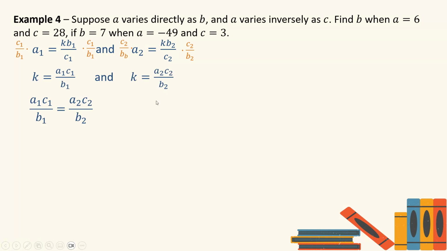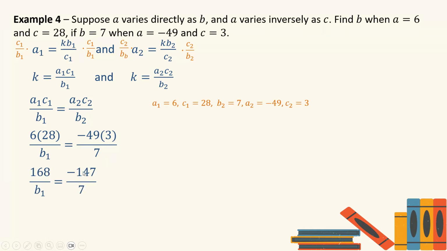So to find our constant of variation, we have set up this proportion. So a1 times c1 over b1 equals a2 times c2 over b2. So substituting in all the given information, we have 6 times 28 over b1 equals -49 times 3 over 7. And then we can solve this using cross product. So -147 times b1 equals, and I multiplied 168 times 7.